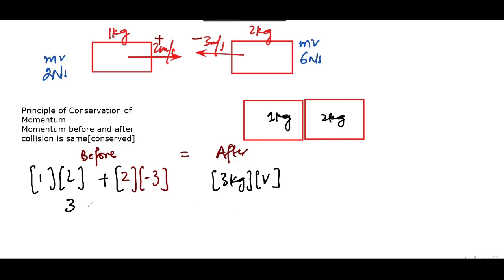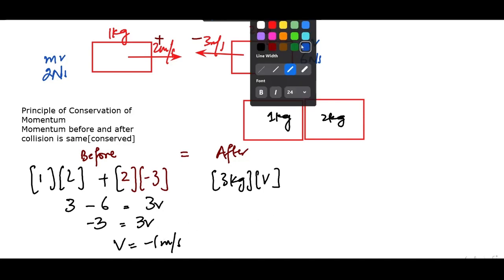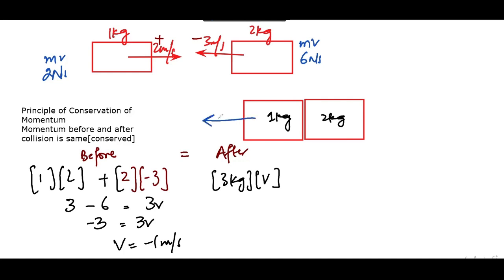So this becomes 2 minus 6 equals 3v. This becomes negative 4 equals 3v. Correction as stated: 3 minus 6 equals 3v, so negative 3 equals 3v, and v becomes negative 1 meter per second. The negative direction suggests that it should be moving in this direction with a speed of 1 meter per second. Why is the negative sign leftwards? Because in my question, I chose it to be that way. Do we understand this question? Any problems?